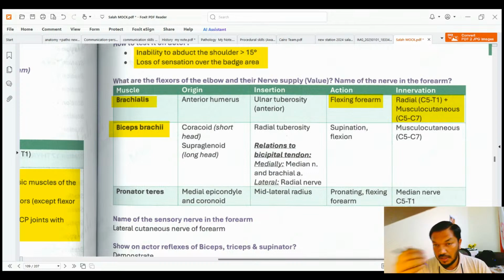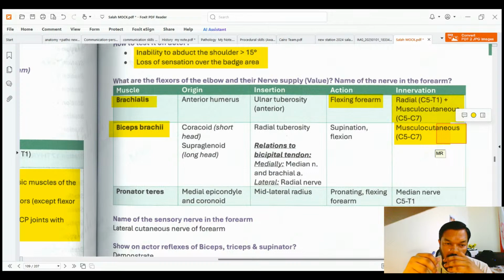Biceps brachii, musculocutaneous. Biceps brachii is purely musculocutaneous. It is from cervical 5 to cervical 7. Only they are asking about the nerve supply with the value and name of nerve in the forearm.